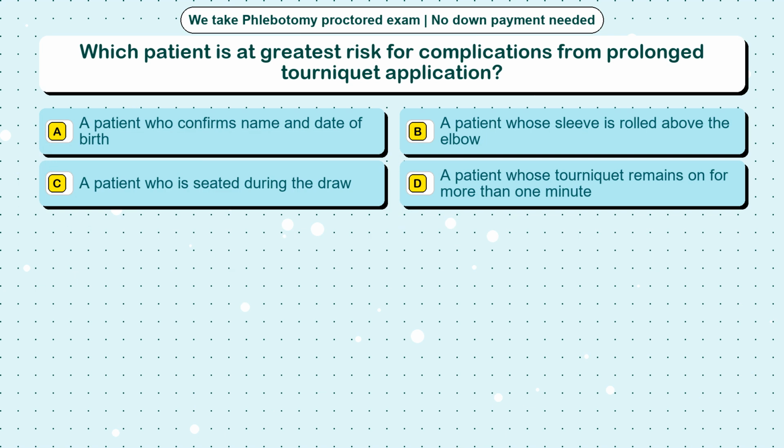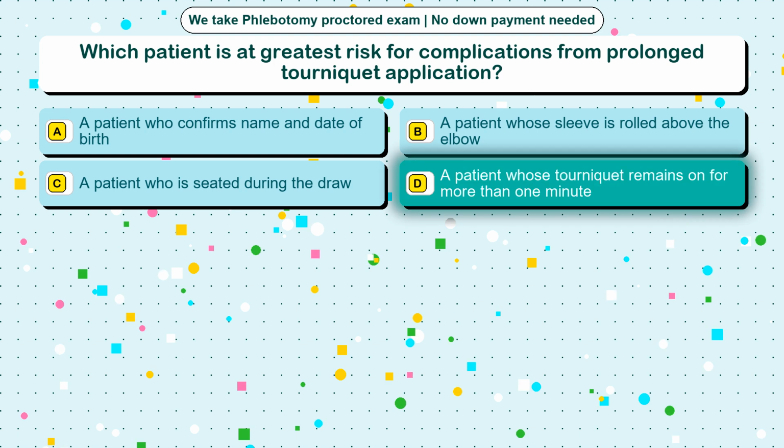Question 20. Which patient is at greatest risk for complications from prolonged tourniquet application? Option A, a patient who confirms name and date of birth. Option B, a patient whose sleeve is rolled above the elbow. Option C, a patient who is seated during the draw. Option D, a patient whose tourniquet remains on for more than 1 minute.